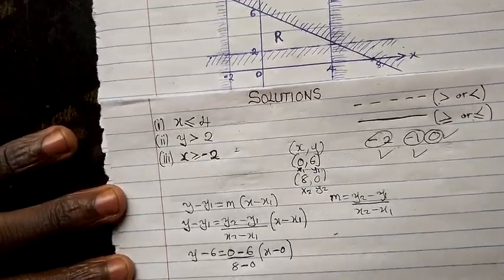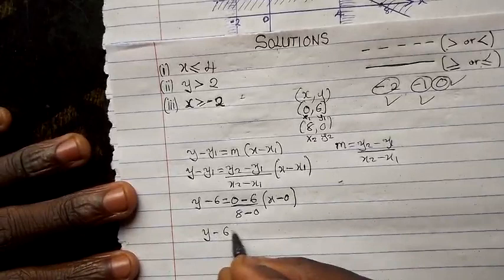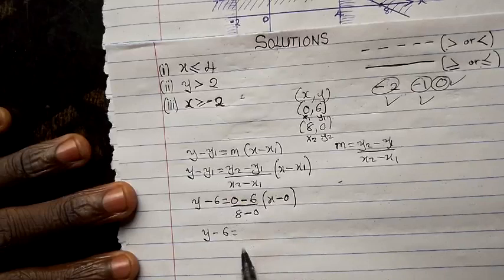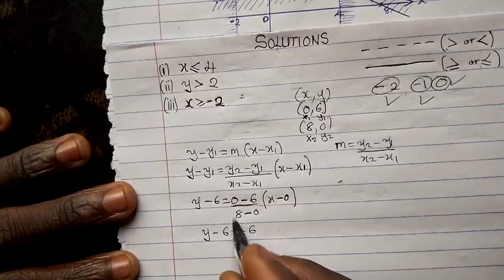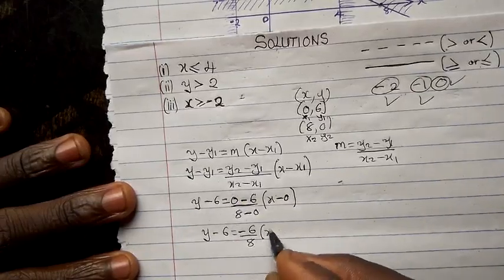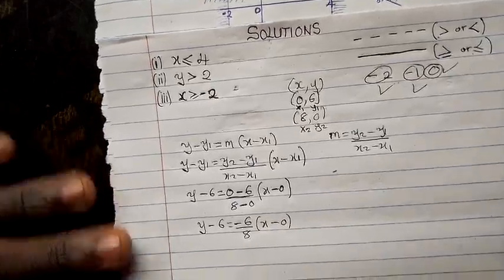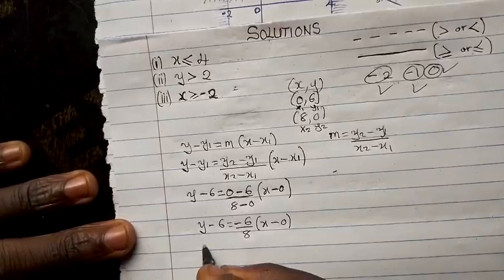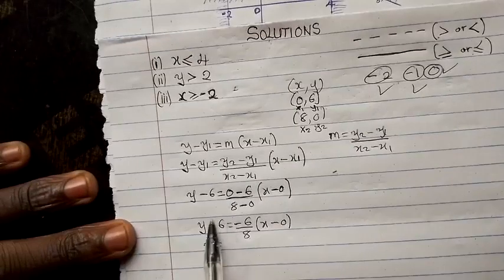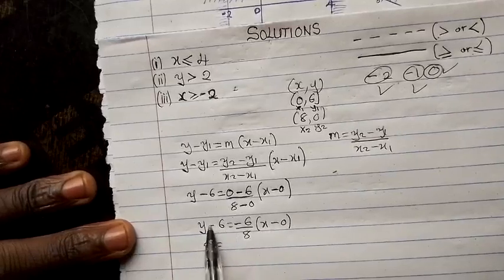Then close. Then from there now, I'm going to say y minus 6 is equal to negative 6 over 8, because 0 minus 6 gives me negative 6, and 8 minus 0 gives me 8. Then open bracket, x minus 0. Then close. Okay. Then from there now I'm going to say y is equal to, so on this part here, I'm going to cross this one to the other side. Okay. So this one is negative 6.